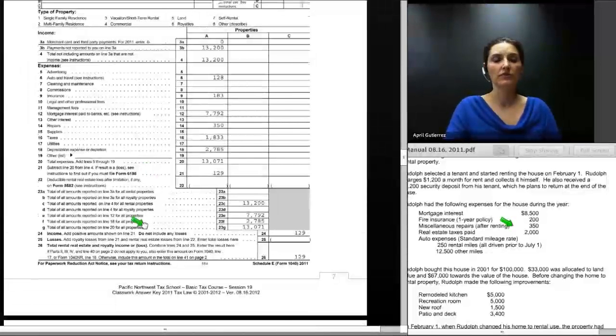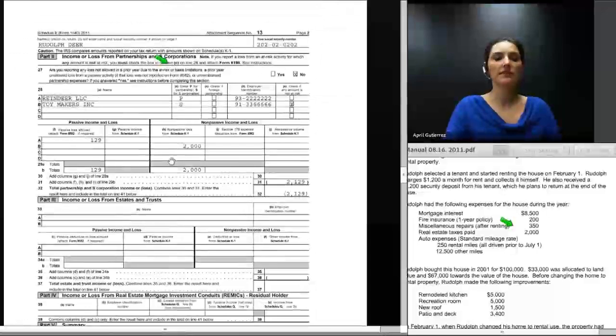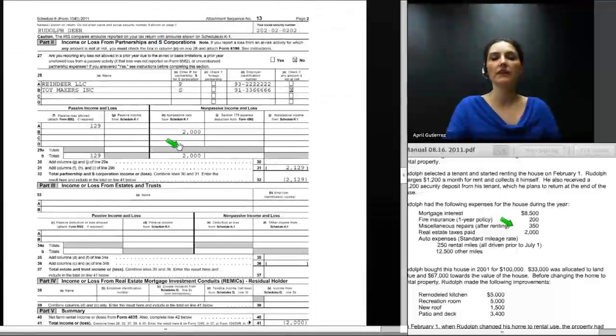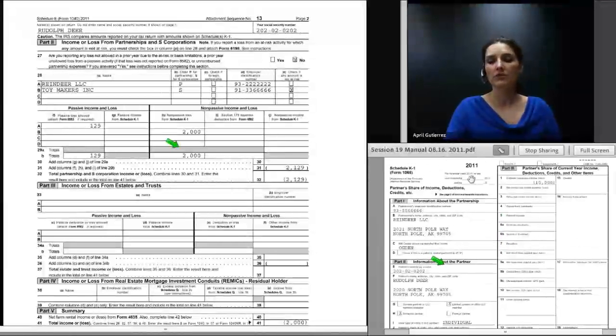Now it's time to move on to Schedule E, page 2. And on Schedule E, page 2, we need to enter the income flowing through to Rudolph from his K-1s. And the first K-1 that we're interested in is the K-1 being issued by the LLC, filing Form 1065, Reindeer LLC. It shows a $10,000 loss.